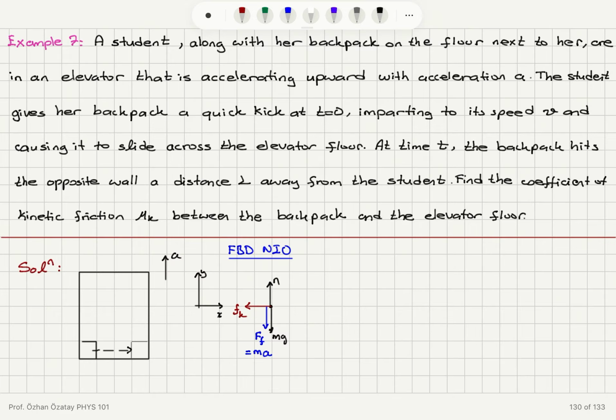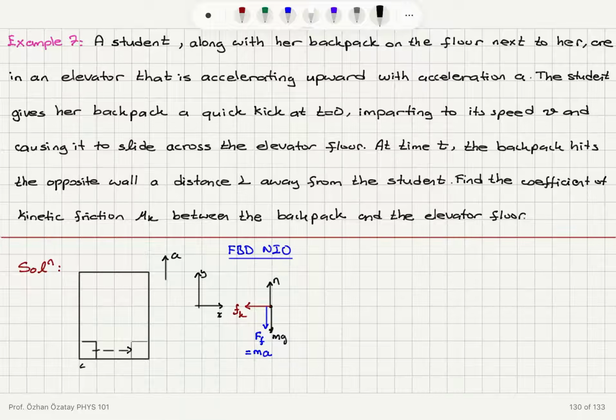Let's move on to another example. A student, along with her backpack on the floor next to her, are in an elevator that is accelerating upward with acceleration a. The student gives her backpack a quick kick at t equals 0, imparting to it speed v and causing it to slide across the elevator floor. At time t, the backpack hits the opposite wall, a distance L away from the student. Find the coefficient of kinetic friction between the backpack and the elevator floor.